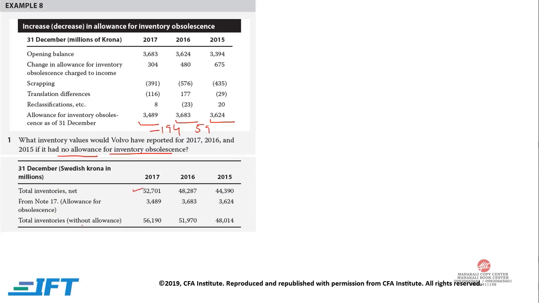If we want to find out total inventories without allowance, then we would add our allowance for inventory obsolescence. Now it makes sense because allowance for inventory obsolescence means the inventory that we are unable to sell. So if we are doing it without allowance, we would add our allowance for obsolescence.